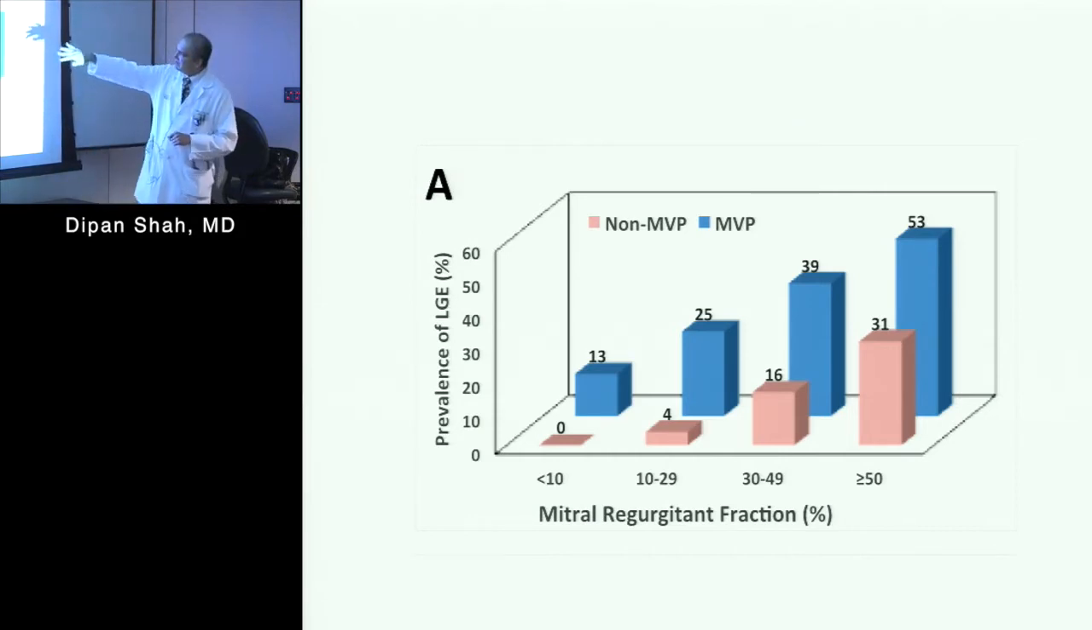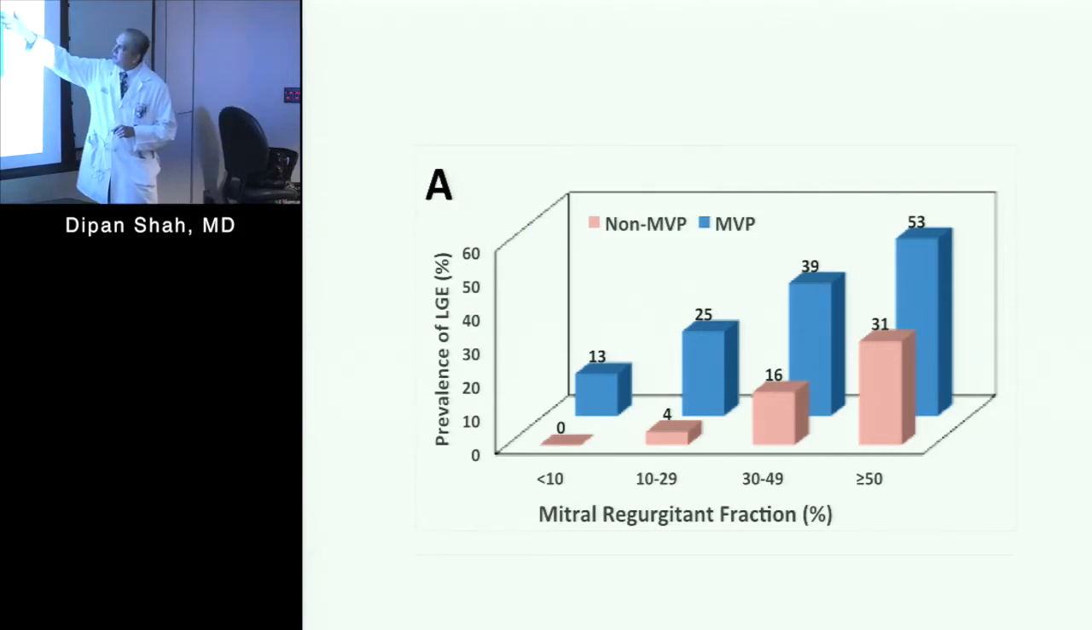You can see that there is an increasing prevalence of fibrosis on a per patient level with increasing severity of MR. But what's interesting is it's much more prevalent in patients with prolapse for any given severity of MR than it is for patients without prolapse. All right?